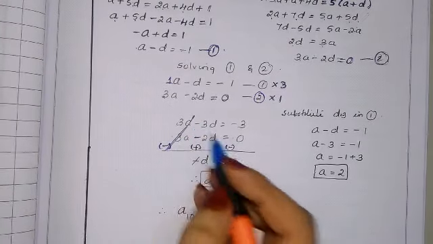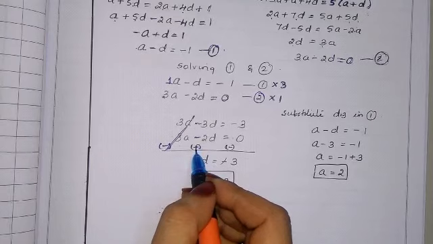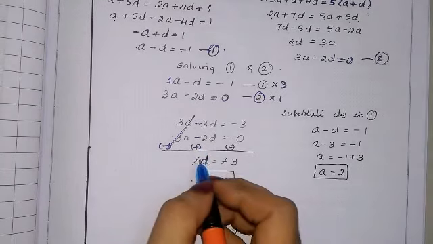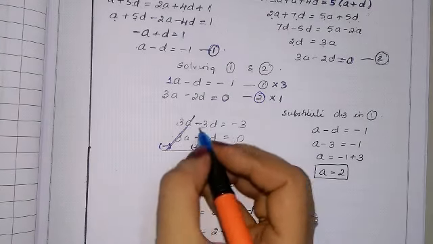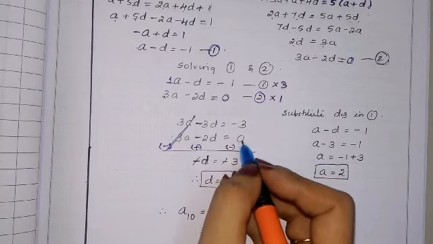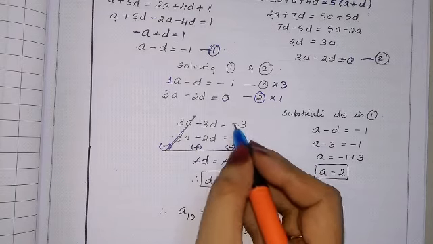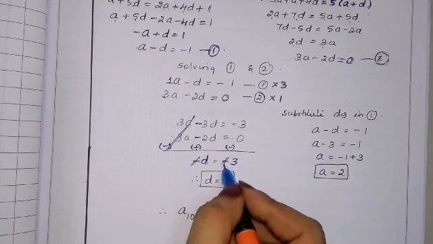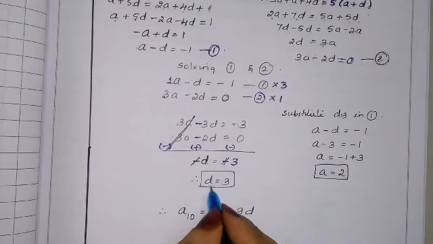So 3A and 3A get cancelled. 1 minus 1 plus, always minus. 3 minus 2, 1D. Nothing means 1. So the greater sign is minus, so minus D. Minus 3 plus, minus minus plus. 3 plus 0, 3 only. So minus minus get cancelled. D is equal to 3 we get.